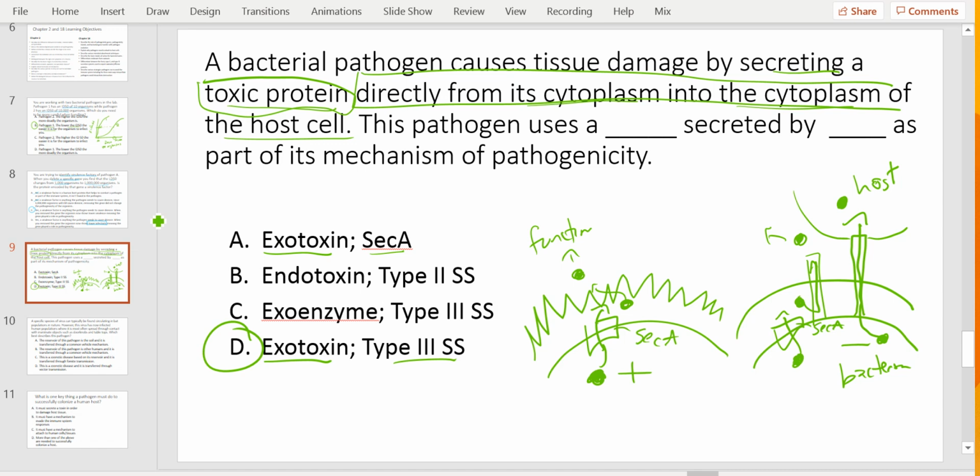The benefit of this is that if you're using, say, Sec-A here, or this type 2 secretion system, if you want the protein to bind to this host cell, there's nothing that says it's actually going to do that. It could actually diffuse the wrong way. For your type 3 secretion systems, you don't have that problem anymore because you injected your toxic protein right from one cell directly into the other one. There's no chance of it diffusing away. So this is more efficient.